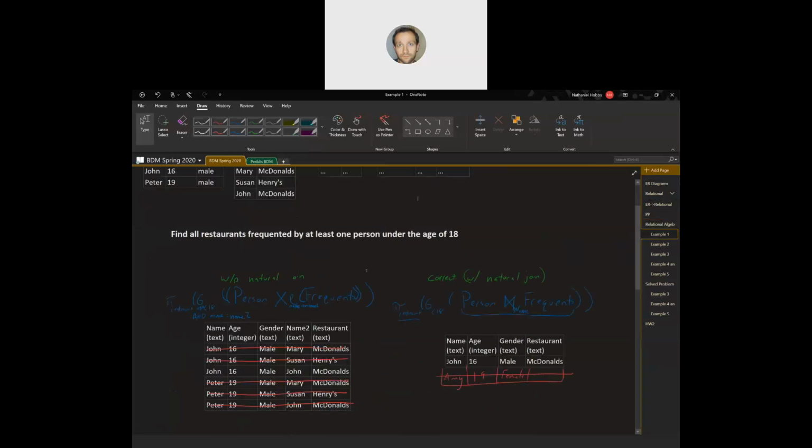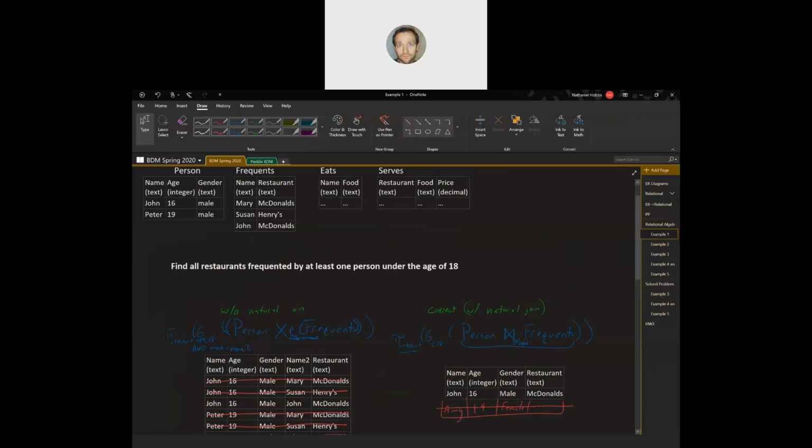The last class, we had these four relations: a person, frequents, eats, and serves. And really, for the relational algebra part of it, the only thing that matters is the schema, not the entries of this table. Although here I made some entries just to illustrate a point if I think it will help. But really the only things you need to know here are the schema names.